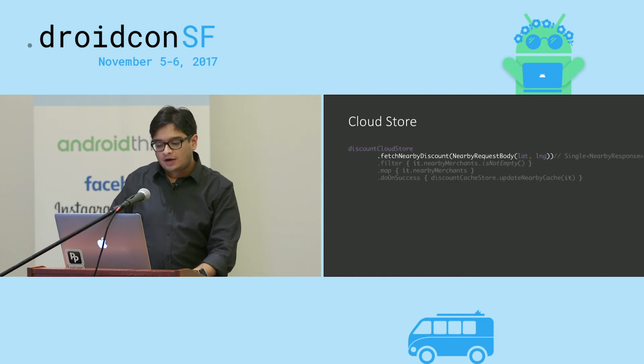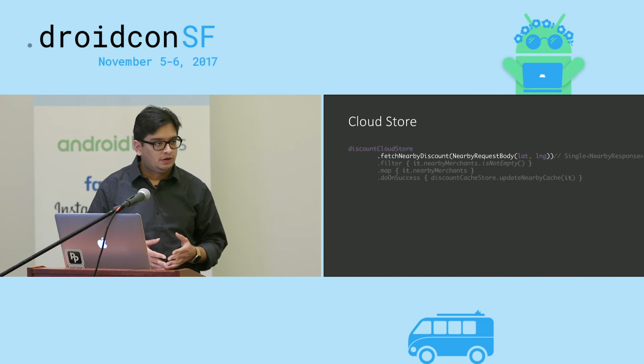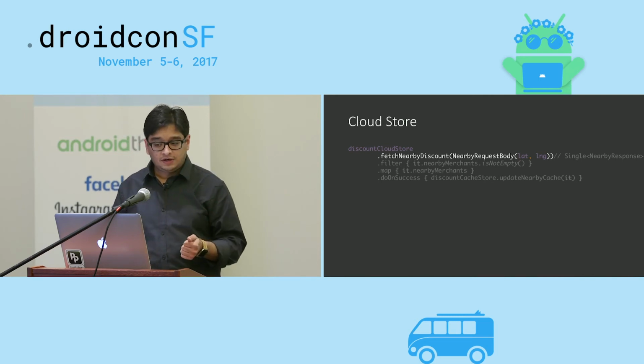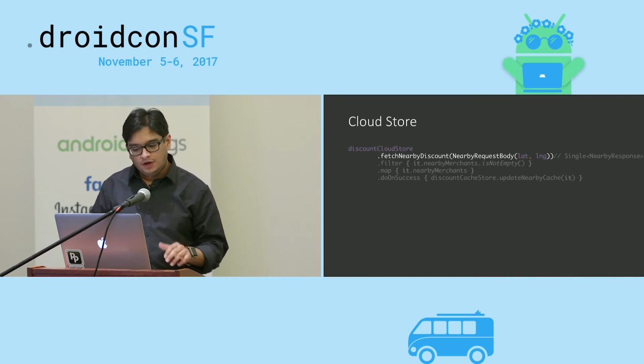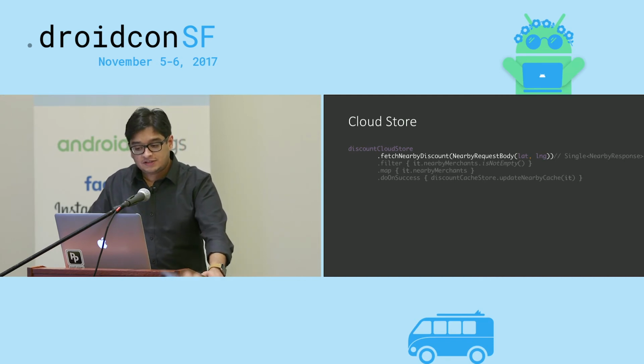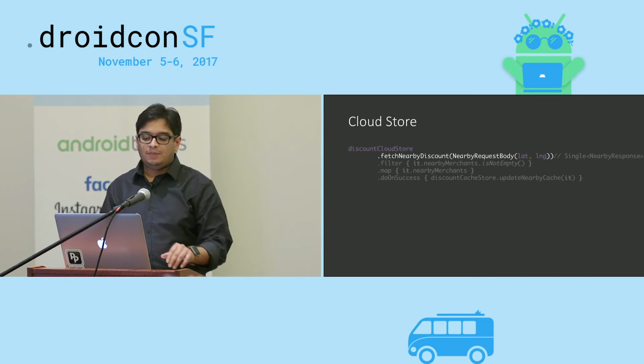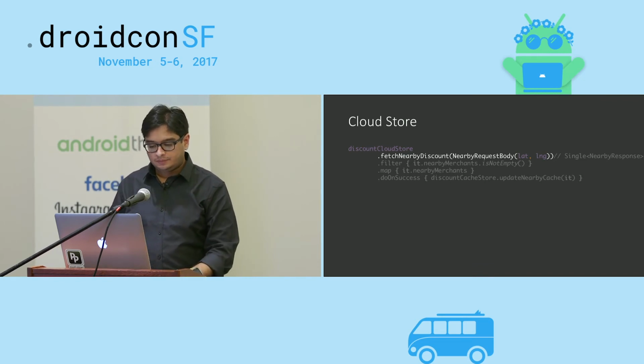So what is our cloud store, right? Cloud store is something simple which makes a networking call. Second, as soon as it gets the data, it updates the cache. So here our cloud store is making an API call, which is, as I said, we model most of our responses as singles, which is mapping to a single with a nearby response.